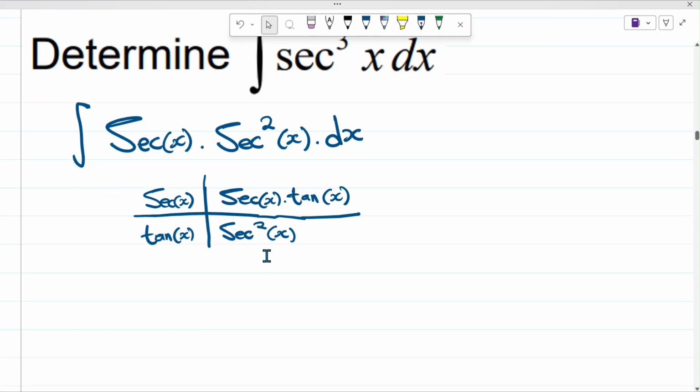So when we have our cross, we know that we just have to copy the very same question, of course. So we're going to copy sec cube. So I'm going to copy my sec cube here.